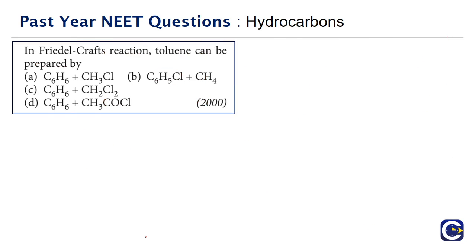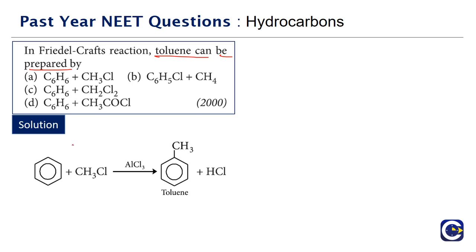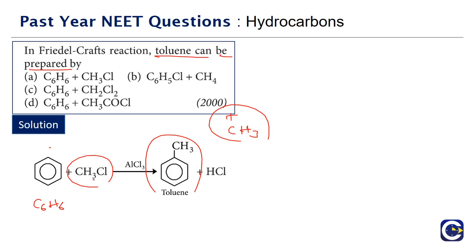Next, we have a question that has come in the year 2000. In Friedel-Crafts reaction, toluene can be prepared by. So how do we prepare toluene? In Friedel-Crafts reaction, we must get CH3 plus as the substituting electrophile. So we have benzene, which is C6H6, reacting with methyl chloride in the presence of AlCl3.